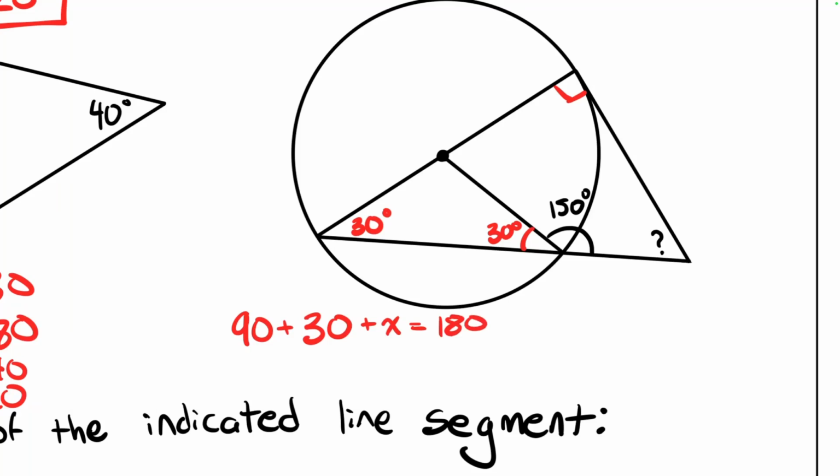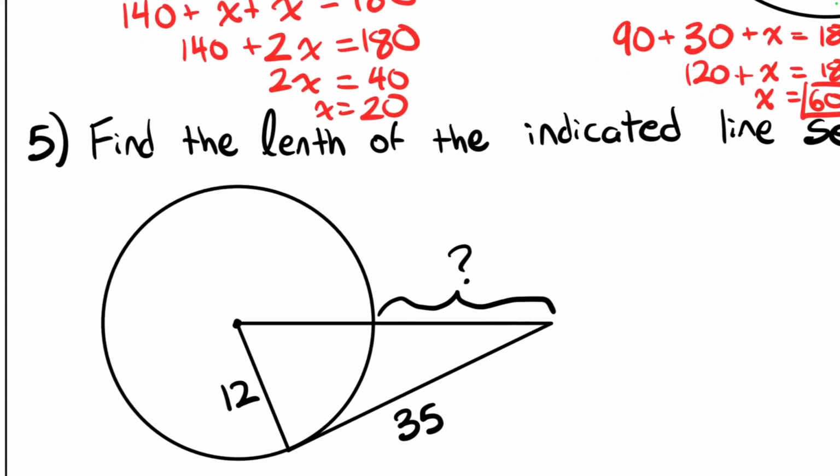Cool. 90 and 30 add up to 120. If I subtract 120 on both sides, x is equal to 60. Very nice. All right. And this is the last one.